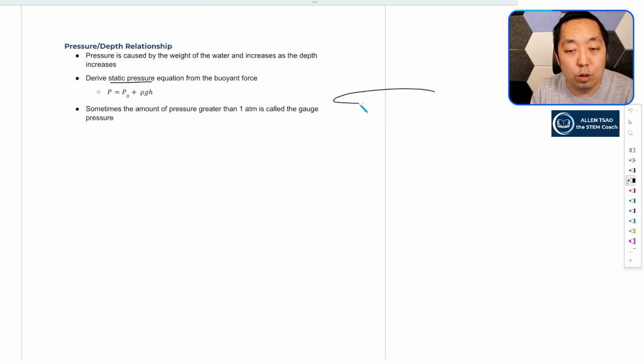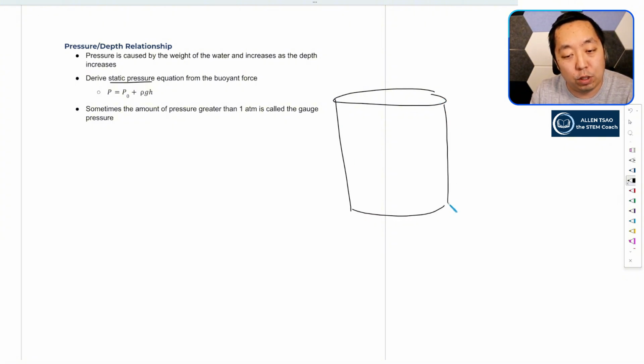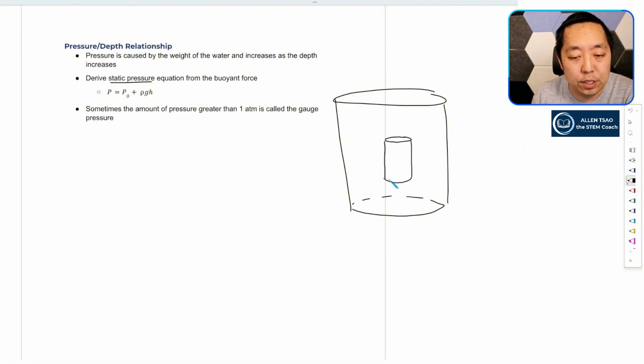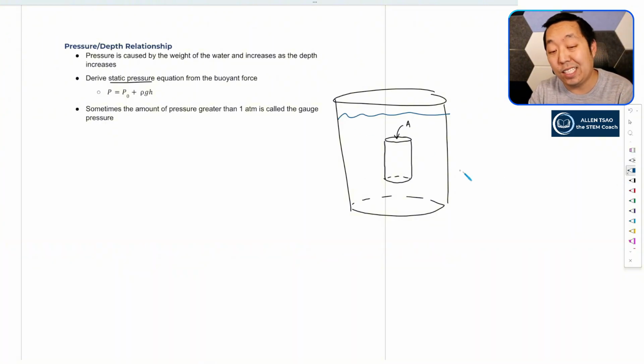Okay, so let's go through an example, because we can derive this from our buoyant force. This is actually a natural consequence of our buoyant force. Imagine I have an object here. It's like a cylinder, it doesn't have to be a cylinder. It's a cylinder with area A, and we're in a fluid, so it's submerged in the water.